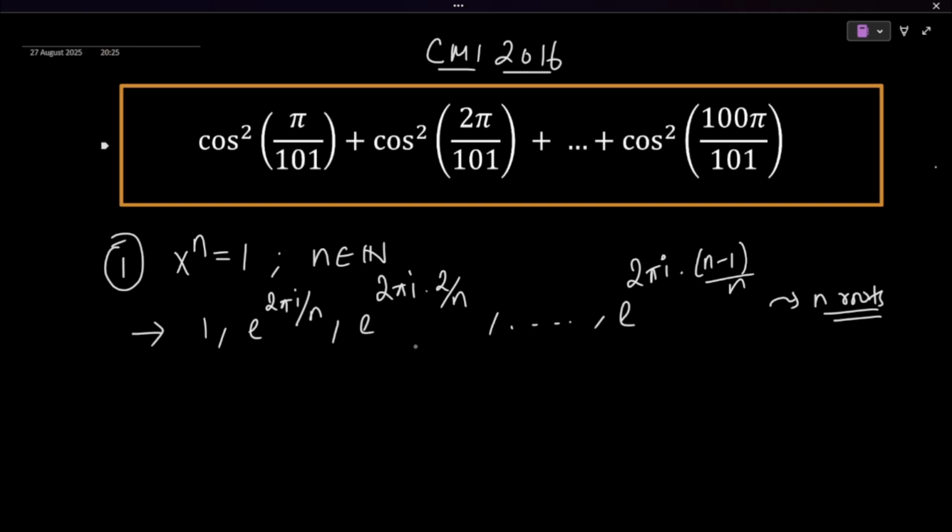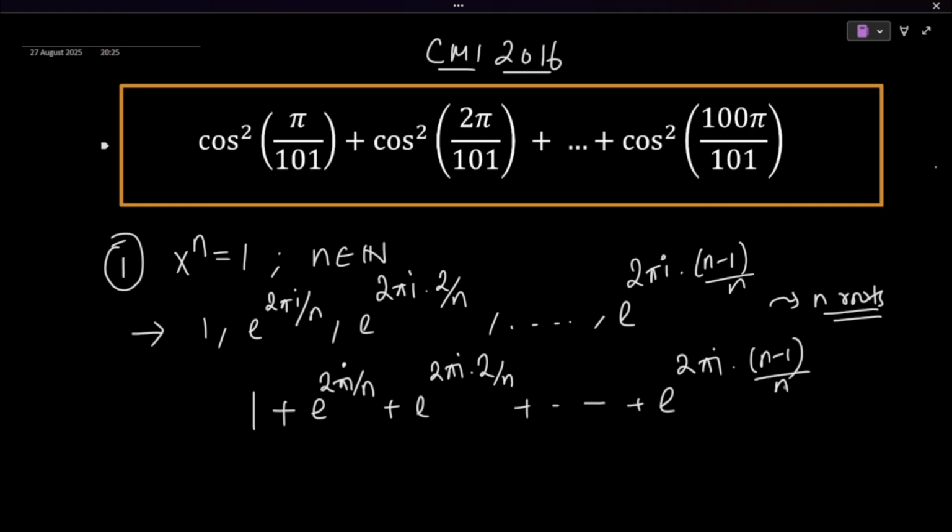Now, why is this important for this problem? Using Vieta's relations, you can understand that the sum of the roots of this particular polynomial equation is 0. So the sum of the roots must be 0 as well, which means that we must have 1 plus e to the power 2 pi i by n plus e to the power 2 pi i multiplied by 2 by n, and all the way up to e to the power 2 pi i multiplied by (n minus 1) by n. All of these terms add up to 0.